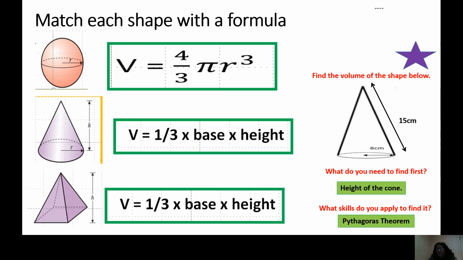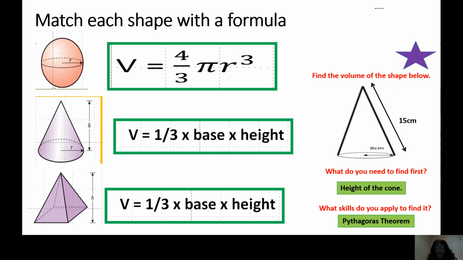Now on this side, which is a star question, I just wanted to remind you to find the volume of the shape below. I'm going to pause for you to write down the answer, and then I reveal it. Sometimes you're asked a question on GCSE where there are some hidden questions that are not written there, and you have to ask yourself and be able to find a quick answer to the question they asked.